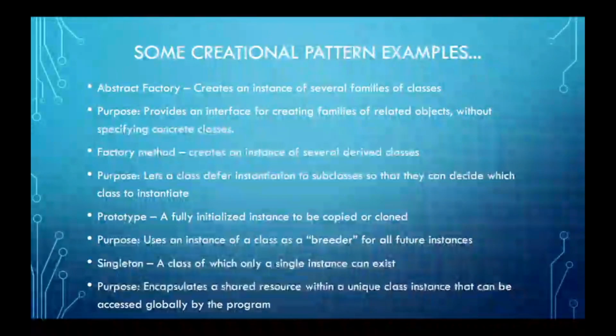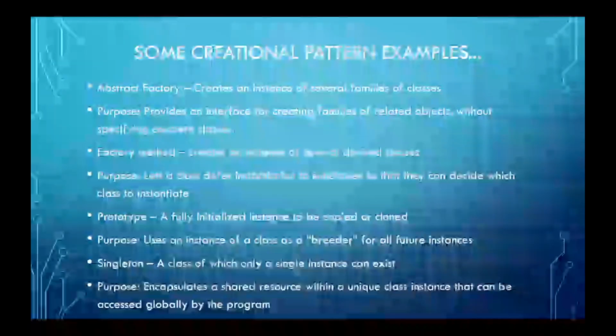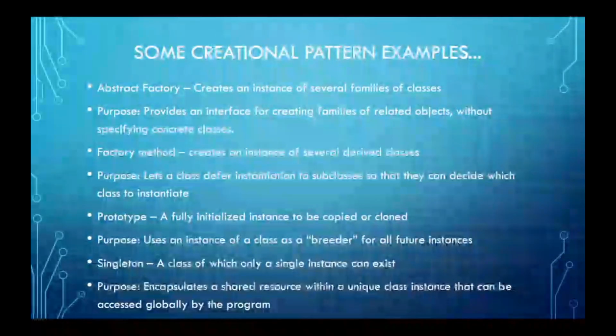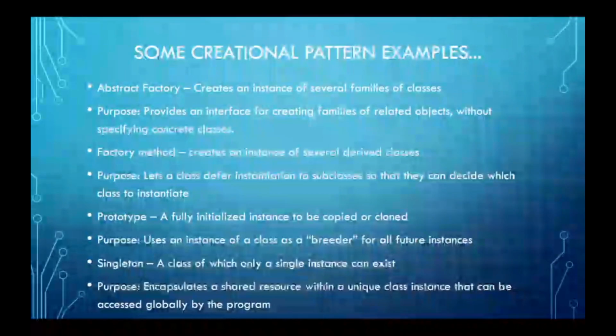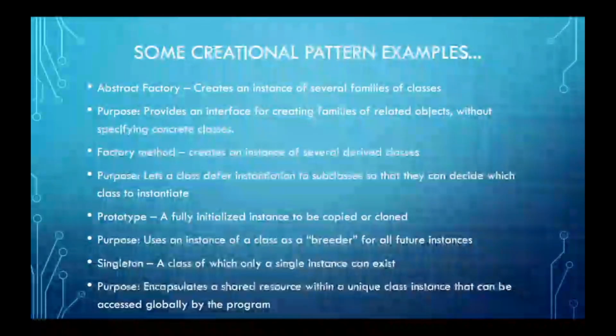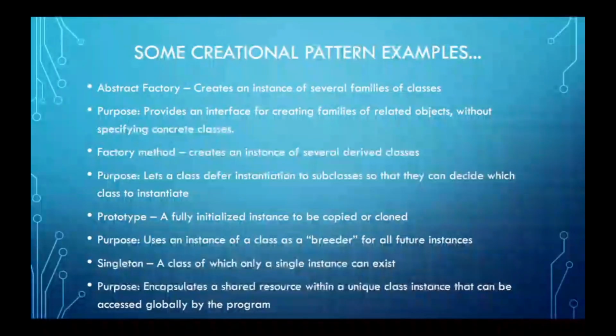Factory method creates an instance of several derived classes. The purpose of this one is to let a class defer instantiation to subclasses so they can decide which class to instantiate. So it's kind of an interesting thing here: what the factory method design pattern does is push that work off to the subclasses to decide what kind of object it needs, and when it decides so, what object to create.